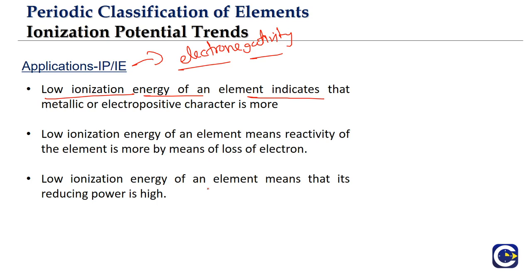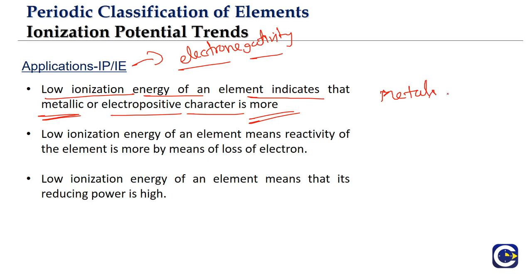Now when it is easy to remove, what does that mean? That particular element will have what we call electropositive character or metallic character. So when the ionization energy of an element is less, it indicates that the electropositive character of the element is more, or that the element is more metallic. So this is how we look at metals. They will generally have low ionization energies.